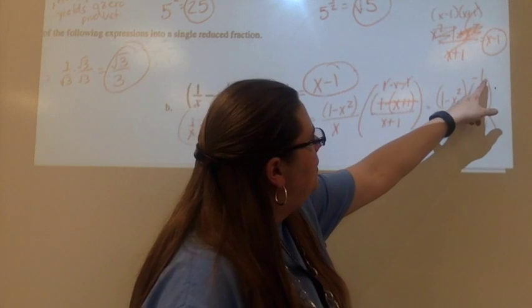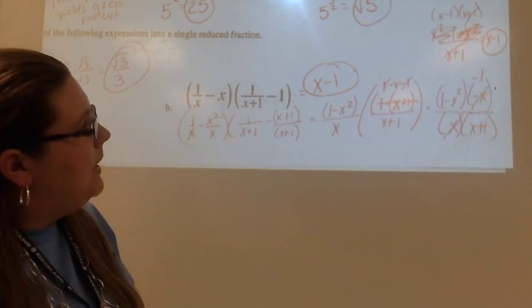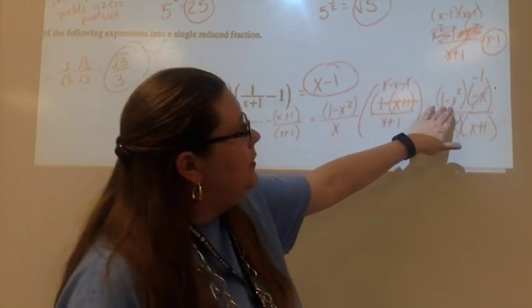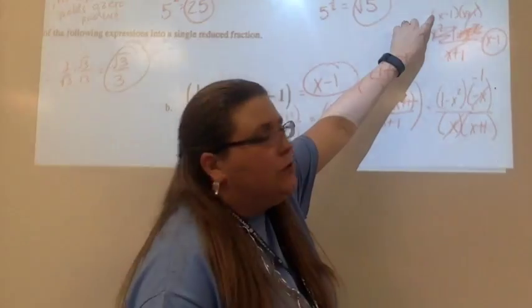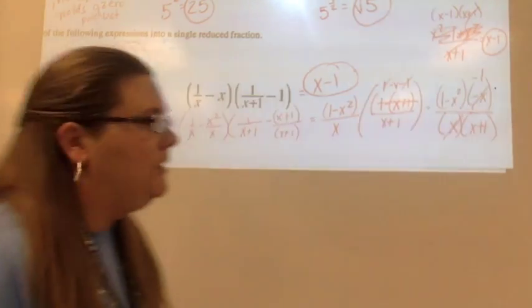Then if I factor negative 1 through this parentheses, then I get x squared minus 1, which is a difference of squares. And it factors into x minus 1 times x plus 1. That x plus 1 will cancel out with the denominator, and you're left with simply x minus 1.